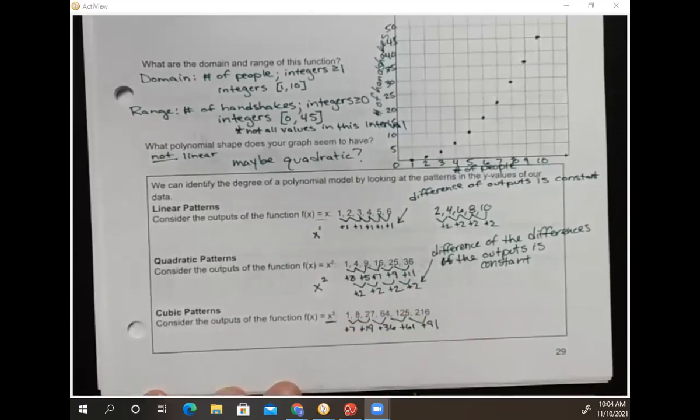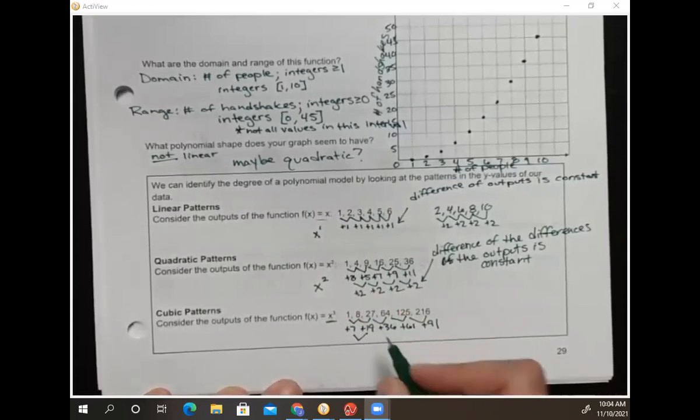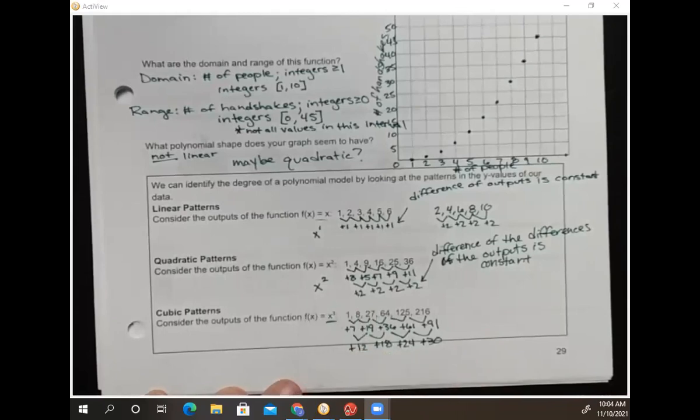So it doesn't match our linear pattern. If I look at that next layer of differences, to get from 7 to 19, we add 12. Then we add 18. To get from 36 to 61, we add 24. To get from 61 to 91, we add 30. So that second layer of differences is not the same, which is what we saw with our quadratics.